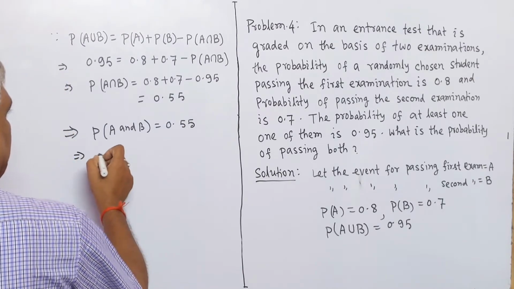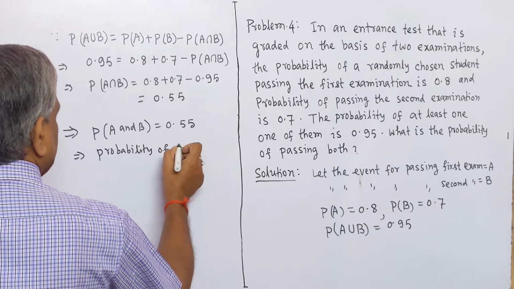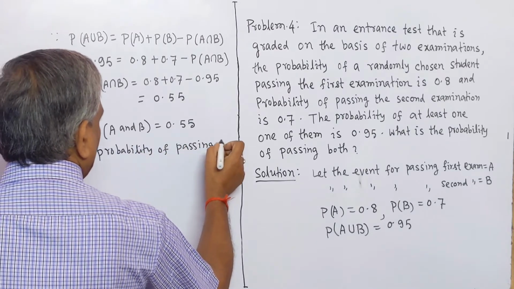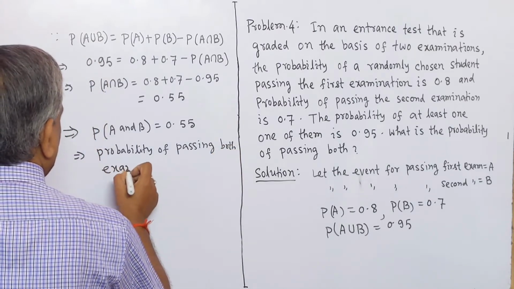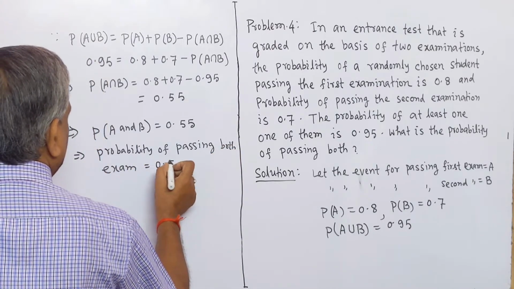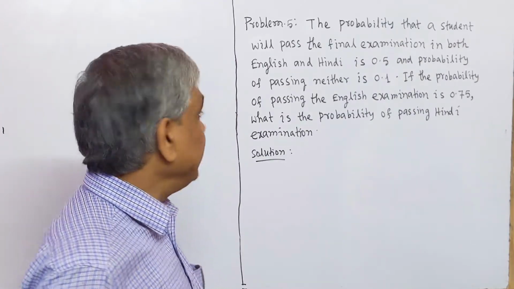This implies that the probability of passing both exams is equal to 0.55. Now we solve the next problem.